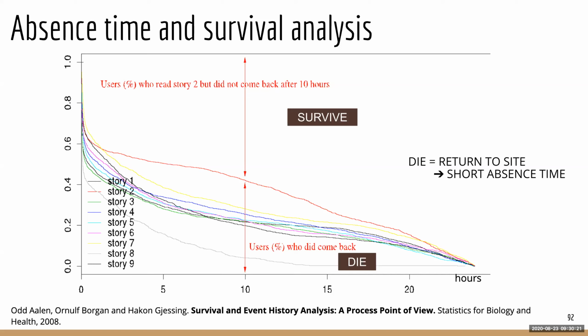And so in this graph, if you see the red one, historic 2, the one at the top, it means the higher the line, the higher the probability of dying, which means here short absence time. So something in story 2 makes users come back quicker compared to all the other stories. And this is the idea of using survival analysis. You do a treatment, you do something new, an algorithm, a new UI, and you want to see how it changes users returning.